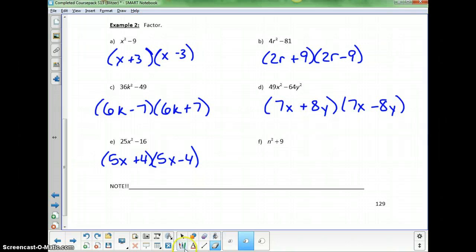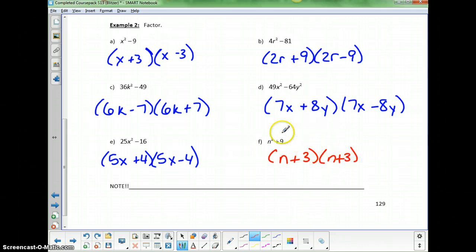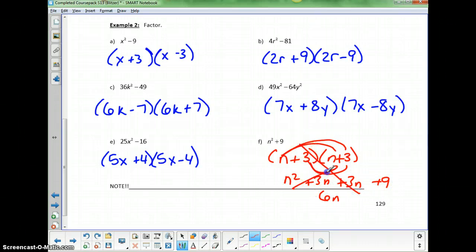What do I do about a sum? Okay, well, if it's a sum, could it be n plus 3, n plus 3? I mean, you need positives to multiply to a positive, or the same sign. But that would give us n squared plus 3n plus 3n plus 9, or 6n in the middle. So that doesn't work. Okay.